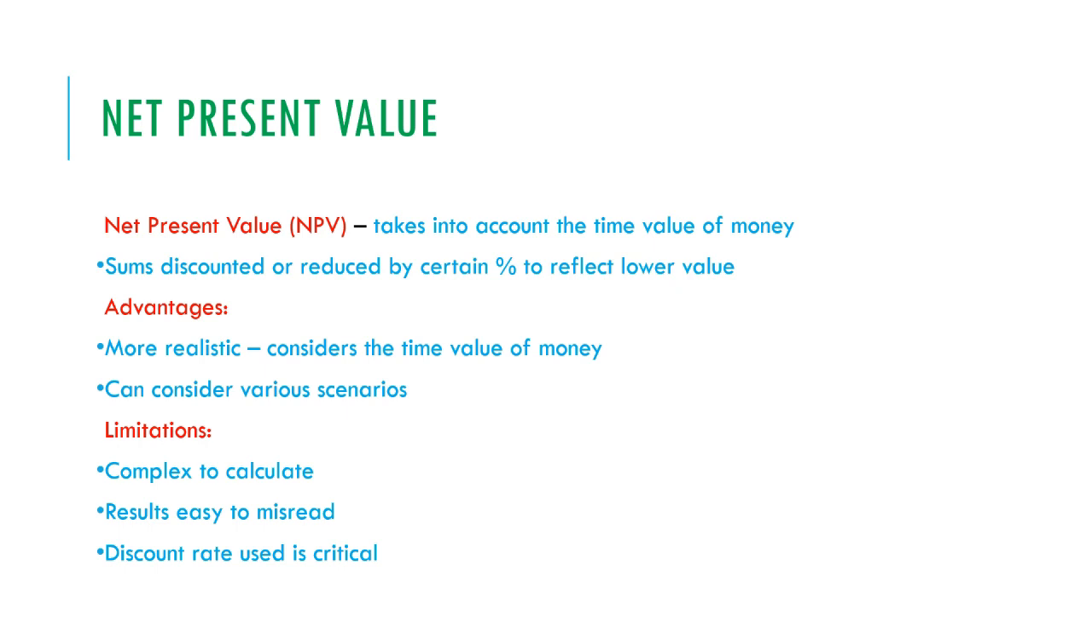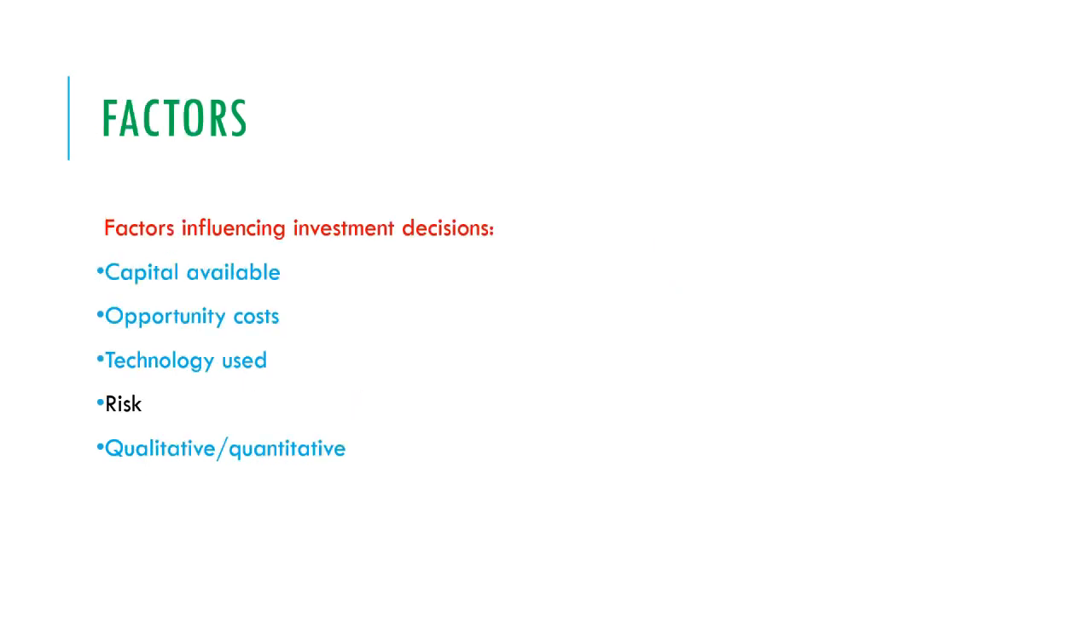The advantages with using net present value is that it's a lot more realistic because it will consider the time value of money and it will consider various scenarios. But it does have its limitations as well, such as that it's quite complex to calculate. The results can be easy to misread, and the discount rate that is used is very critical in terms of actually calculating it.